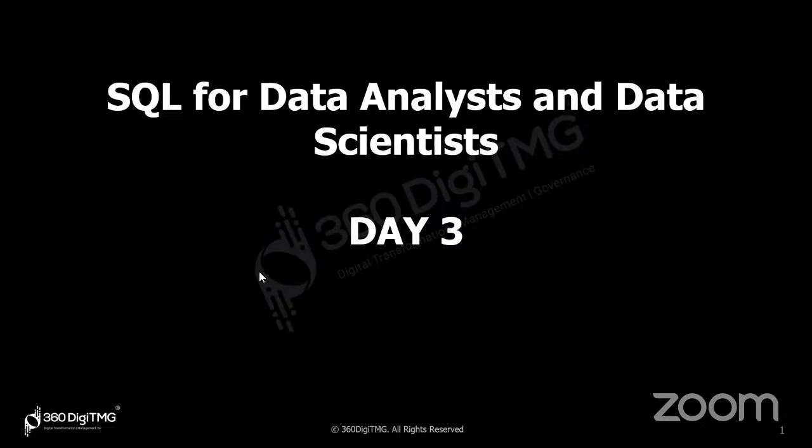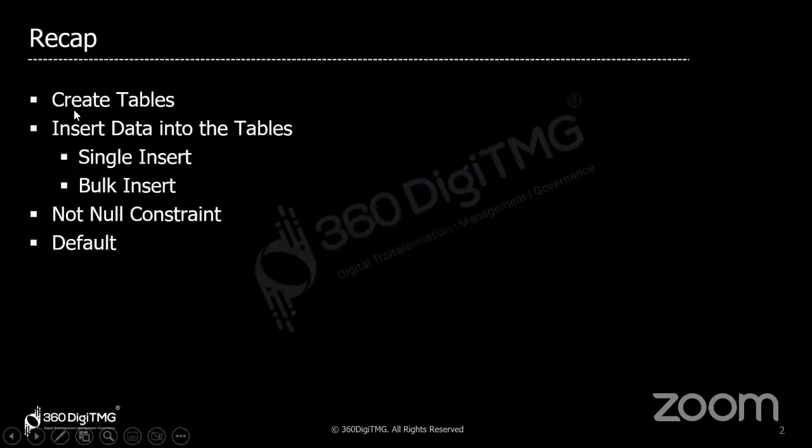So yesterday, what we had discussed was how to create basic tables with a basic structure, like giving names to the columns and assigning a data type, and inserting data into the tables. And we saw how things can go wrong and what we need to take care of while inserting the data. We were focused more on single insert, inserting one record at a time. We also understood the not null constraint and how we can assign a default value if required. Bulk insert is something we could not complete, so we will do that today.